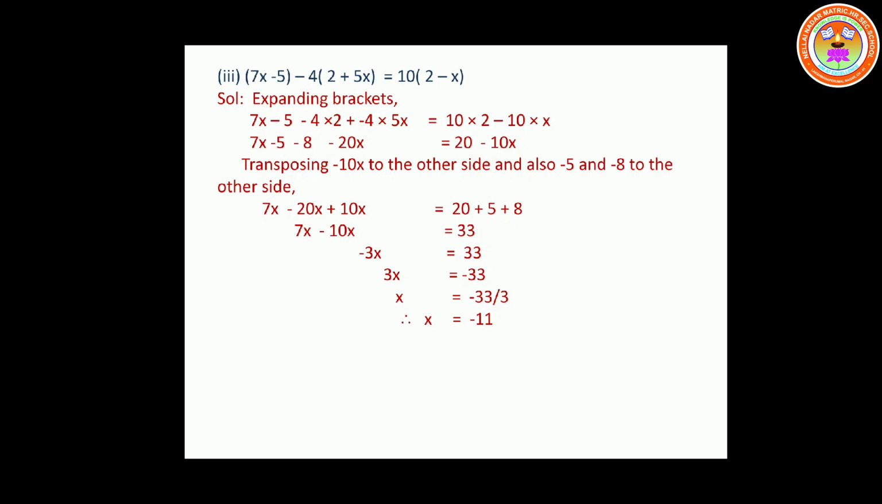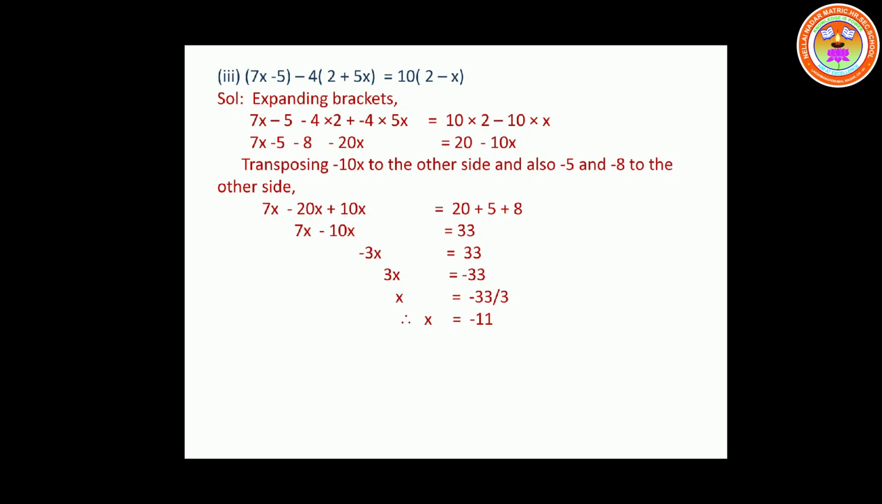Now always remember, after expanding the brackets and forming a linear equation, your first step is to take the constants to one side and the variables to the other side. So that is what I have done. I have transposed all the constant terms to the right hand side and all my variables to the left hand side. So you have 7x minus 20x plus 10x, that is equal to 20 plus 5 plus 8. So first I am going to subtract minus 20 plus 10. So that becomes minus 10x. 7x minus 10x, that is equal to adding 20 plus 5 plus 8. I get the answer as 33.